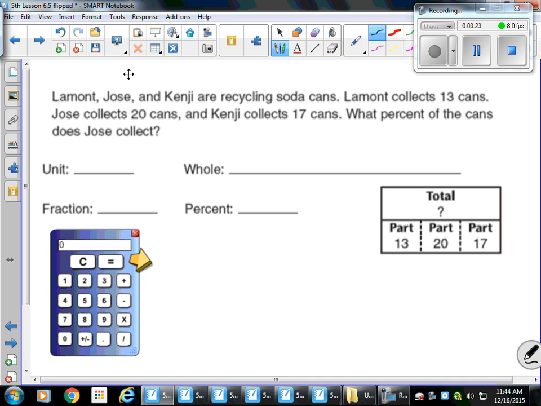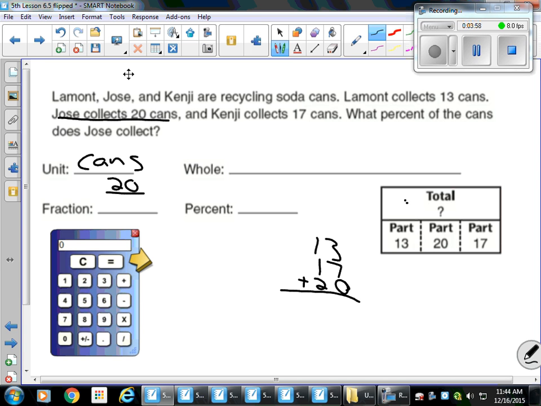Lamont, Jose, and Kenji are recycling soda cans. Lamont collects 13 cans, Jose collects 20 cans, and Kenji collects 17 cans. What percent of the cans does Jose collect? Okay, we're dealing with cans, right? What is my whole? I want to know what percent of the cans Jose collects. Jose collects 20 cans, right? So I have 20 for Jose, but I want to know what is my denominator. What is my total here? So I'm going to have to add 13 plus 17 plus 20, because those are all the cans put together, right?